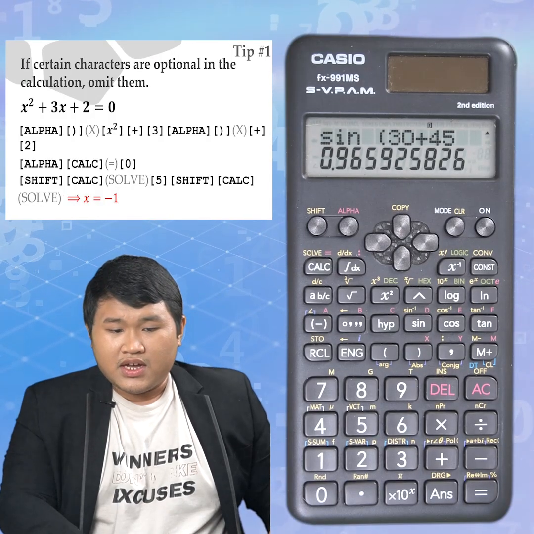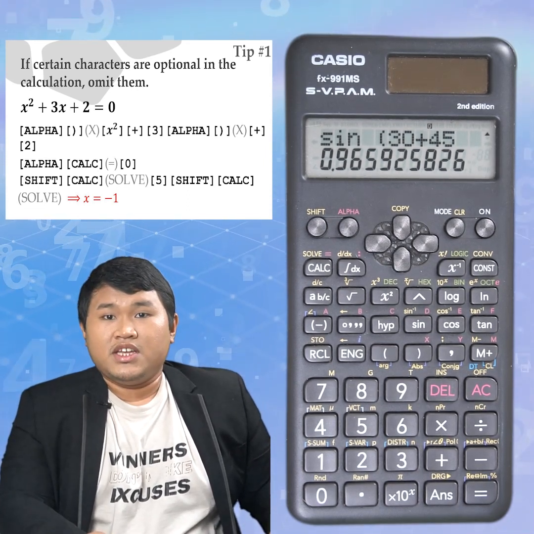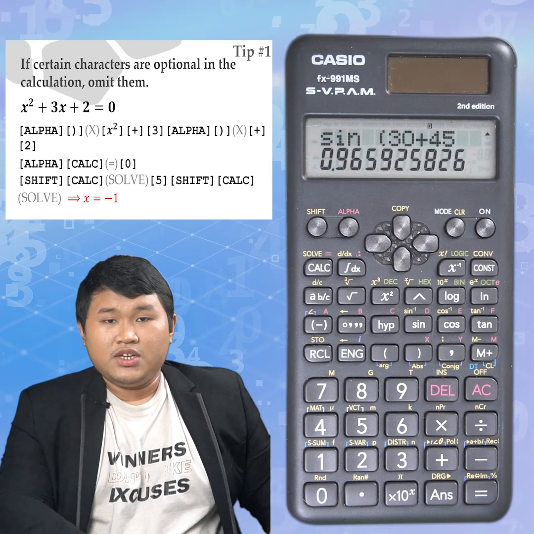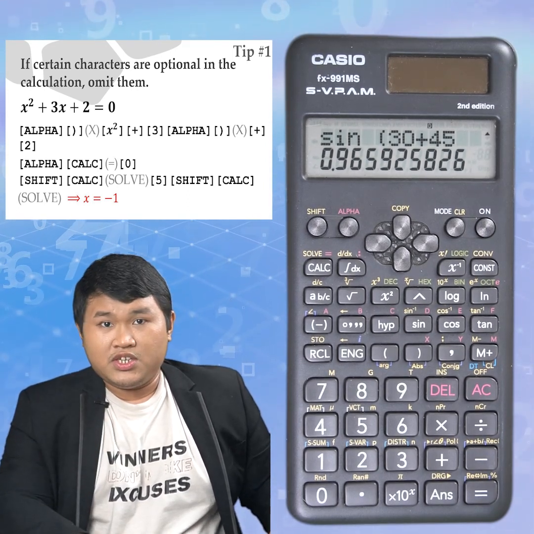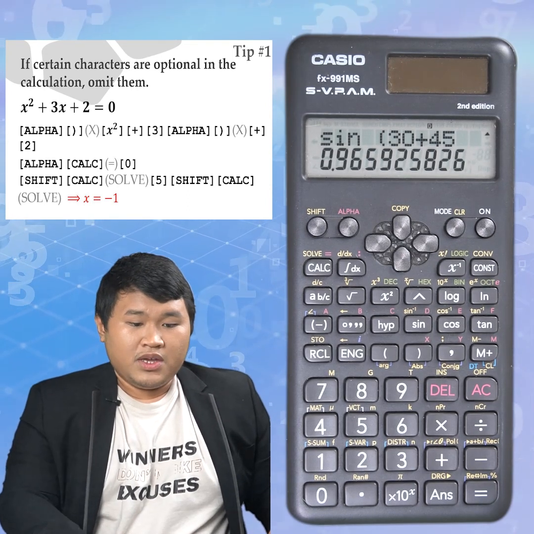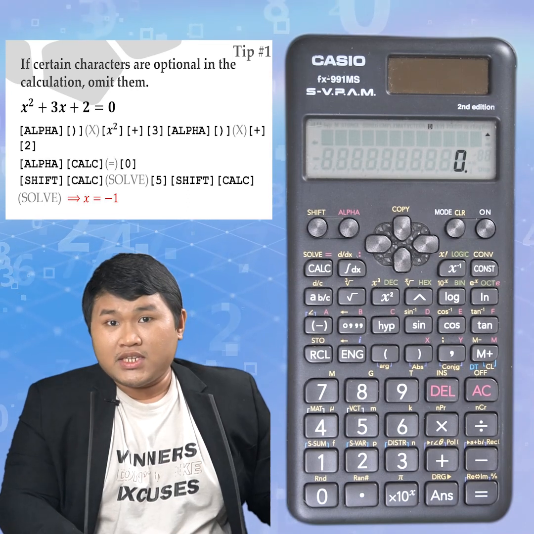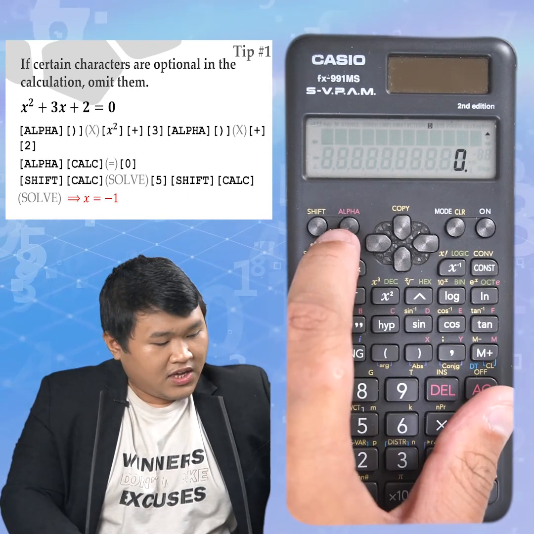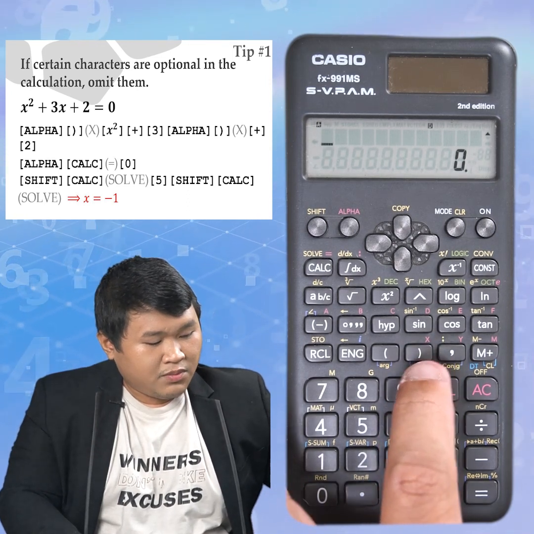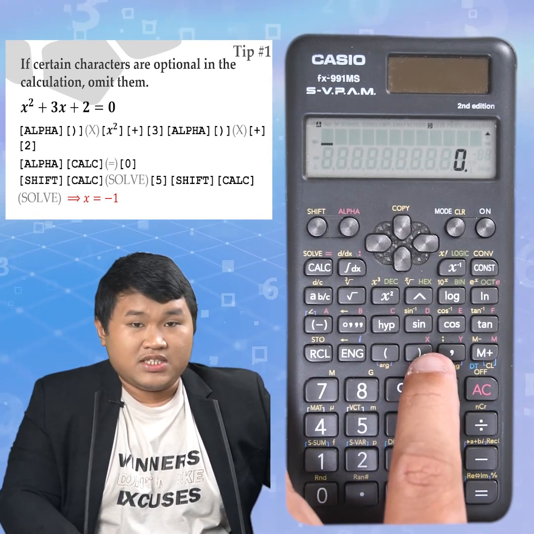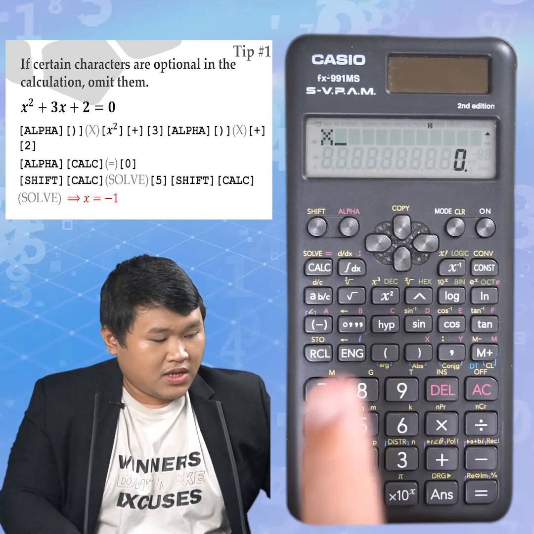Next, for another example of this tip, let's have this equation x squared plus 3x plus 2 equals 0, and we are to solve one of the roots of this equation using the shift solve utility. To be able to do that, let's input this command to access the variable x. Let's press the alpha key and then the close parenthesis. Take note of the red variable above that close parenthesis, that's x. So you can access that using the alpha key, x.